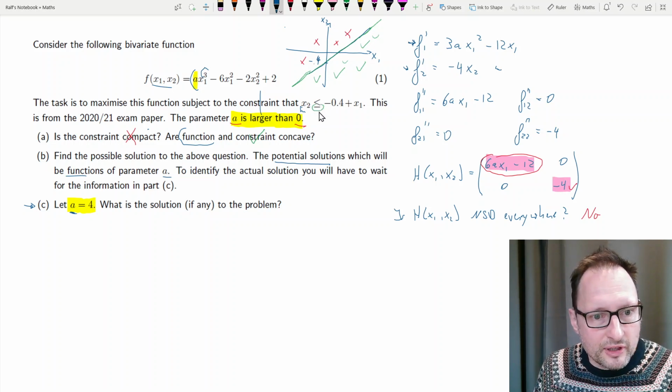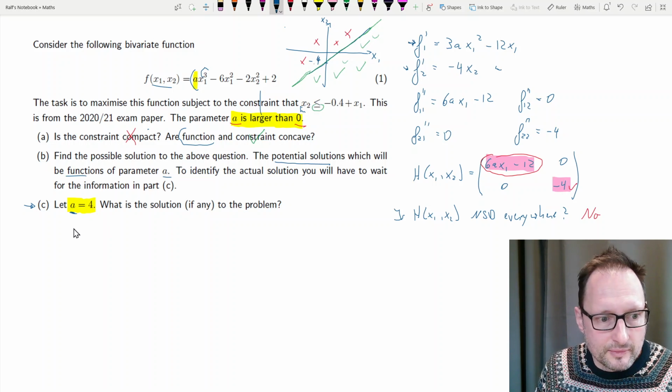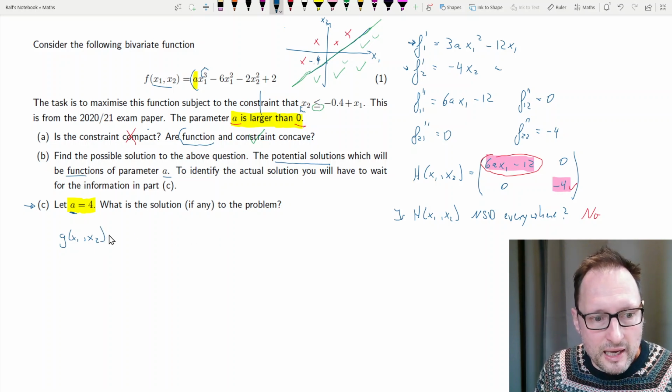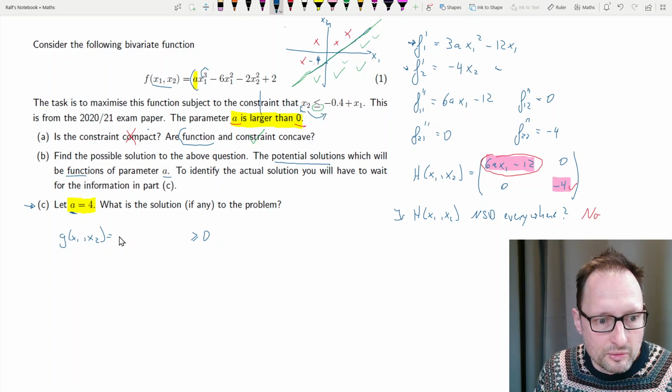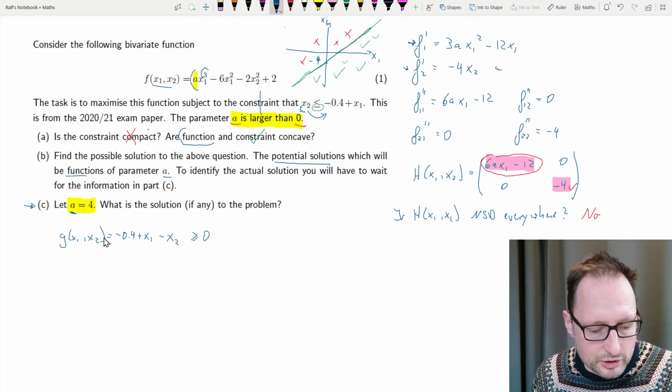Firstly, we have to figure out what is the constraint. Okay, so the constraint g of x1, x2, we need to formulate it in the right way. We need this to be a function which is larger or equal to 0. So you can see here what we're going to do is we're going to bring the x2 over to the other side. So we'll have negative 0.4 plus x1 minus x2. So this is our g function.